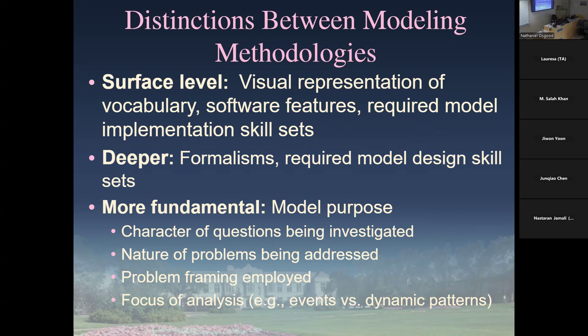At the surface level, there are these differences in visual representation. There's different vocabulary. There are different skill sets required. Agent-based modeling requires more code than discrete event simulation, which requires more than stock-flow. Deeper, there's a difference in the formalisms and required model design skill set. How you build the model is different. But more fundamental than that are differences in the questions they're normally used to investigate.